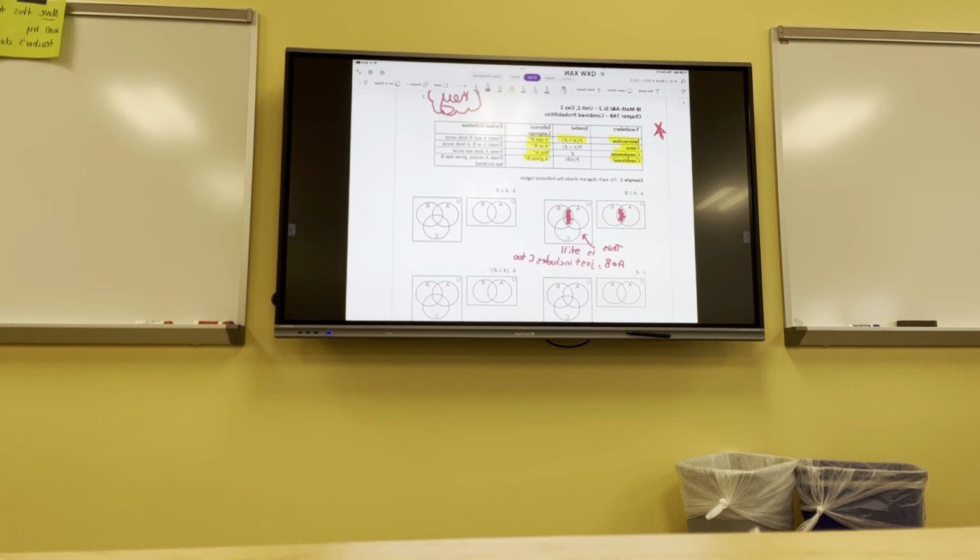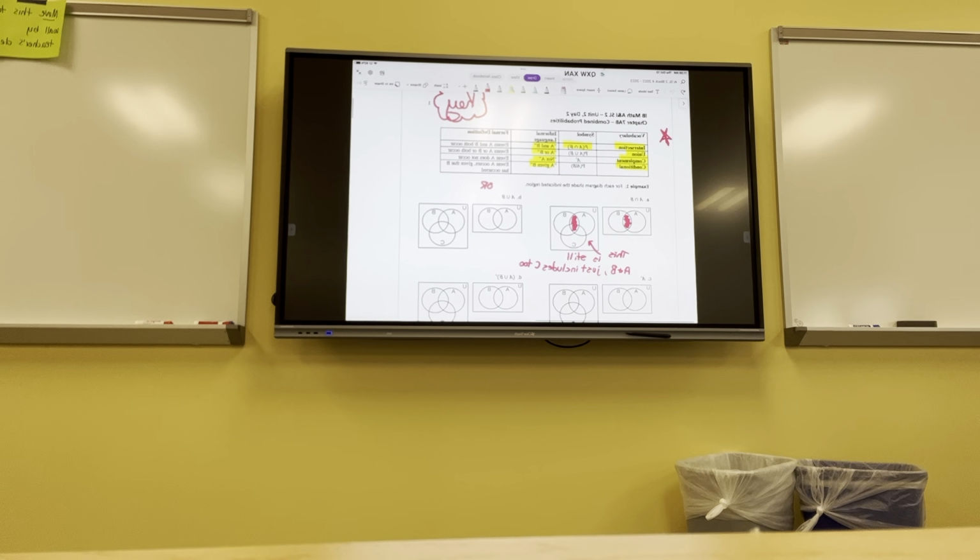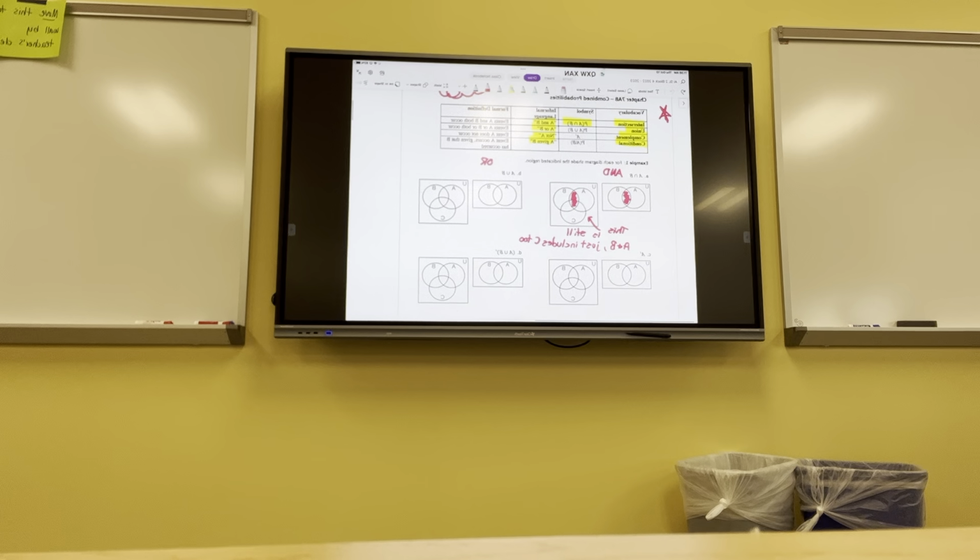All right, remember that union means or. So this means or. This right here was and. Or means A or B. So this is going to be all of it. A or B here is going to be all of A, all of B. It's going to include parts of C, but not the bottom part of C.